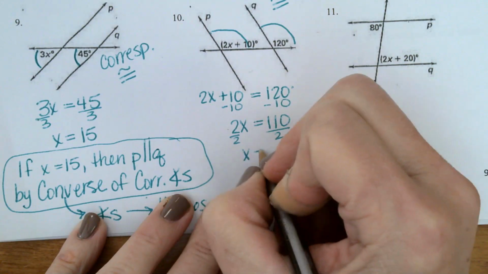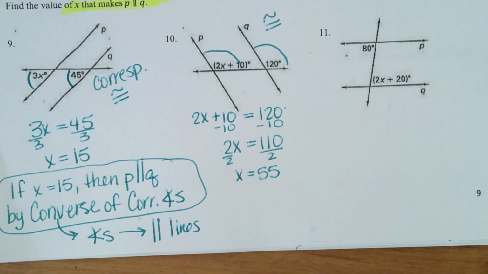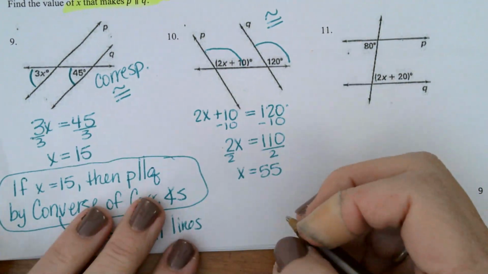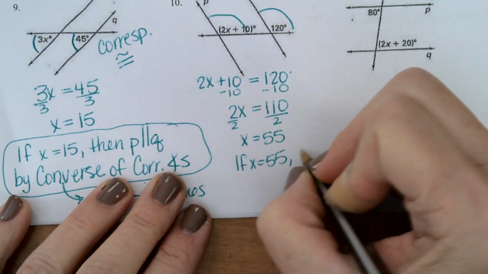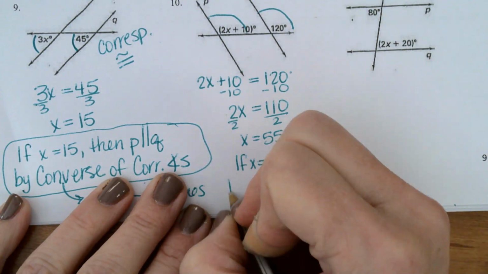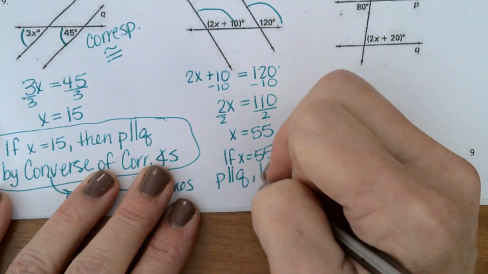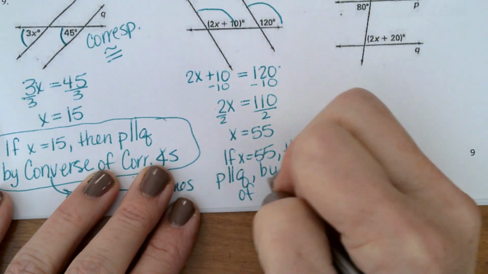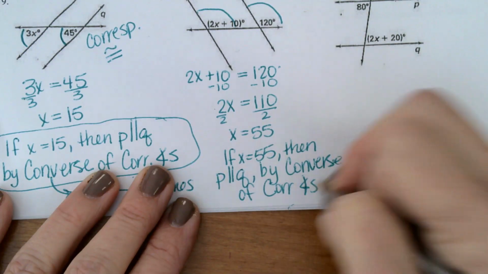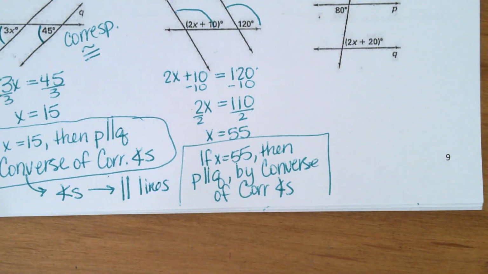And what do you get? 55. Okay. So we did a little bit of algebra based on an assumption. They're corresponding. Corresponding are congruent. So here's our official answer. If x equals 55, then P is parallel to Q by what converse? Converse of corresponding angles. That's my official geometry answer. Isn't it lovely?